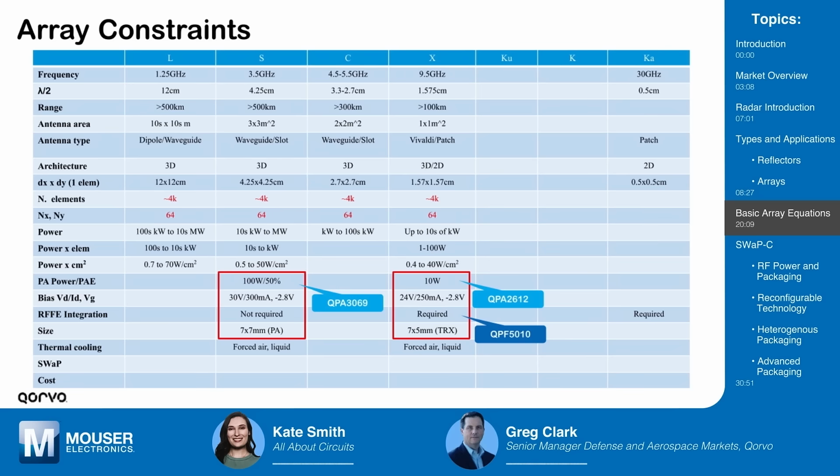capability. So one of the things pointed out here, looking near the bottom, is RFFE integration. This is RF front end integration. At L and S band, he says it's not required. That's probably true in most cases. At X band, he's saying it's required. And when we talk about integration, we're talking about integration of functionality: the PA on the transmit side and the LNA on the receive side in the same package, so that they take up as little space as possible. Because again, your lambda over 2 spacing is very small.